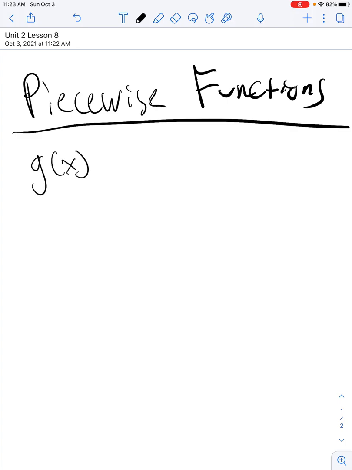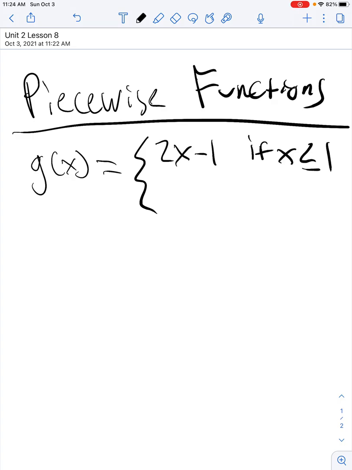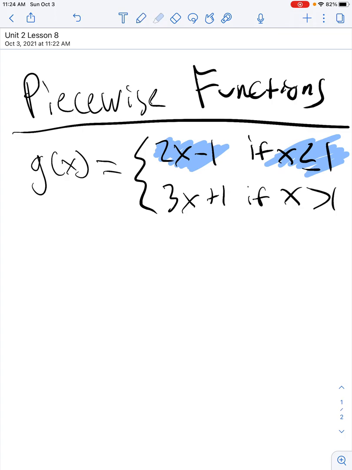So we can look at, say, an example. Let's say, okay, this is a piecewise function. And if x is less than or equal to 1, I'm going to use this function right here because x is less than or equal to 1. If x is greater than 1, I'm going to use this function. So again, we have to determine what our x values are. Again, x is your domain. And then that will determine which function we use to calculate it.